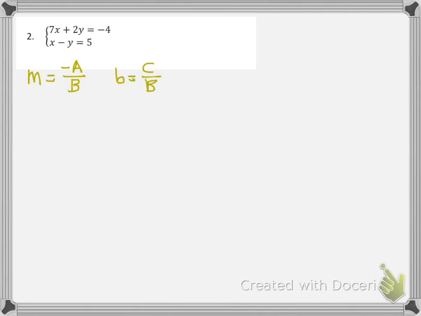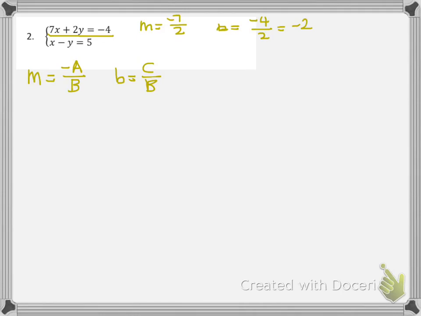So we can check the slopes and the y-intercepts of both these equations. Let's do the first one first. 7x plus 2y equals negative 4. My a value is 7, so my slope is going to be negative 7 over 2. And the y-intercept, that's b, is equal to negative 4, that's the c value, over 2, which is negative 2. So this line crosses the y-axis at negative 2, slope is negative 7/2.